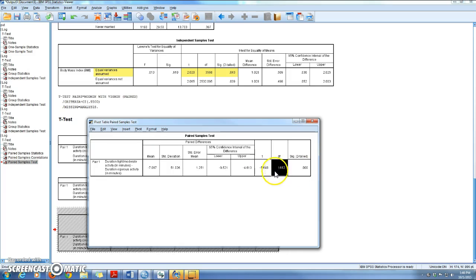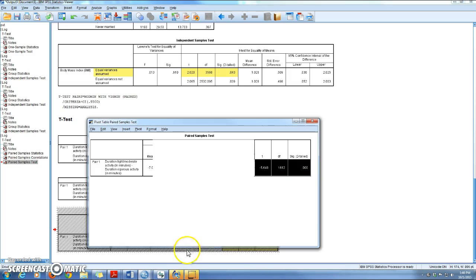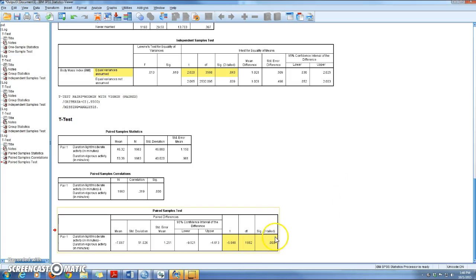So when we look at these, I'll go ahead and highlight them so you can see them really well. We see that the significance is less than 0.05. So it's less than our alpha criterion of 0.05. That means it is a significant difference. Here's our t-value, and our degrees of freedom, you can see, is we had 1,663 pairs of scores. So we have 1,663 subjects. They each have 2 scores. You take the number of difference scores minus 1, so that's why that's 1,662.